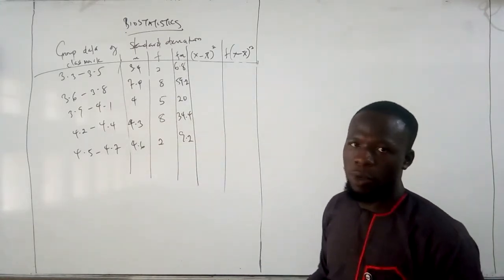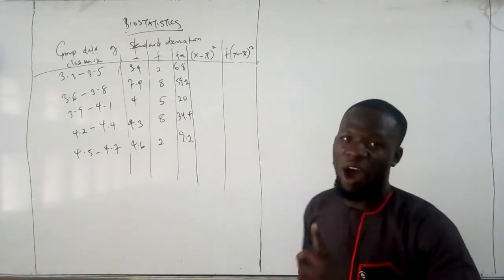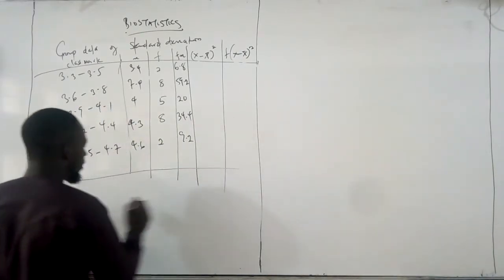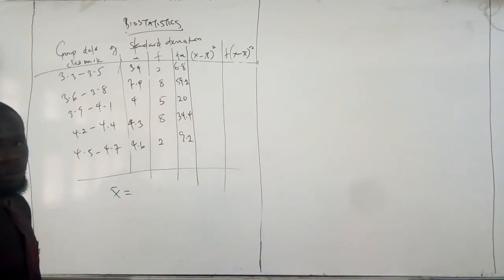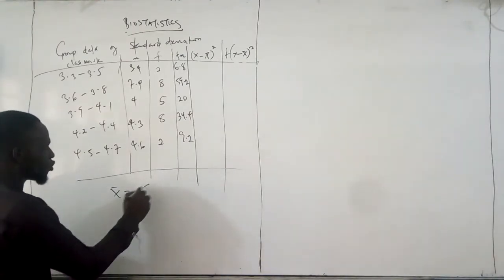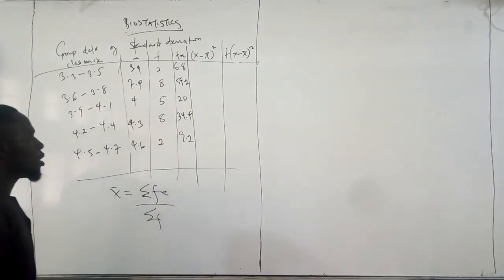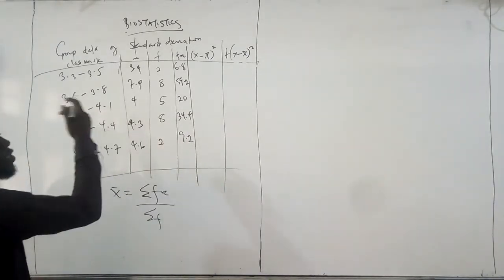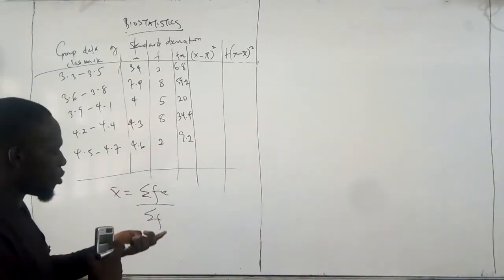Having gotten that, we are going to get our deviation square. To get our deviation square, we need to have our mean first. Anytime you are calculating the mean of grouped data, we use the frequency. So the mean equals the summation of fx all over the summation of f. Whatever we have as our summation of fx, we divide it by the summation of f, and it will give us the mean.